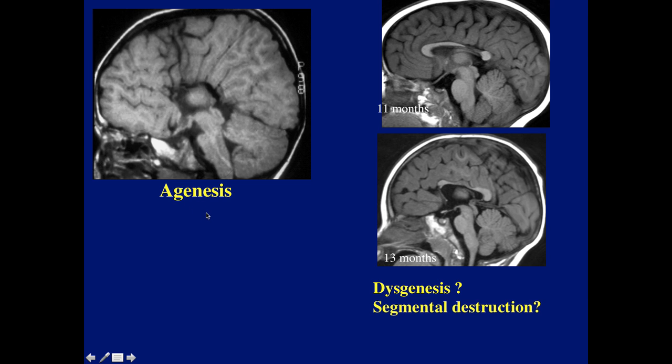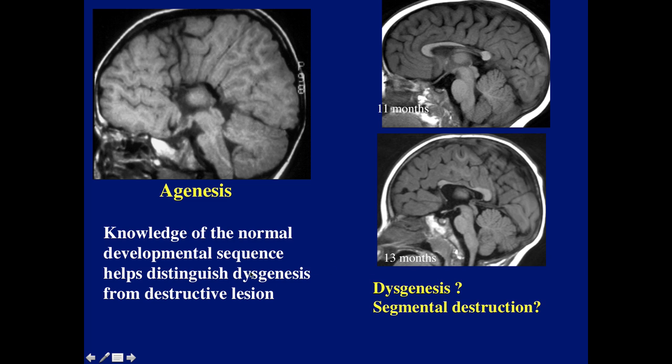So now we get into the topic I want to talk about. Here's agenesis, and here are two patients, at 11 months and 13 months, having abnormalities of the corpus callosum. And the question is: is this abnormal development, or are we dealing with a destructive lesion? It has become very important to know from a genetic point of view what exactly has happened. So it's important if we could elucidate what exactly happens in these abnormal corpus callosum patients. Knowledge of the normal development sequence helps distinguish dysgenesis from destructive lesions. That's the key.